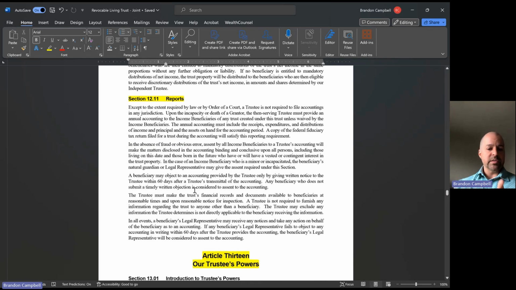Reports, also called trustee accounting. This is a very important section. As I had mentioned, trustees fall into that category of being a fiduciary. Fiduciaries have a number of duties, and one of the most important duties is that they have to be transparent with how they are carrying out this trust.